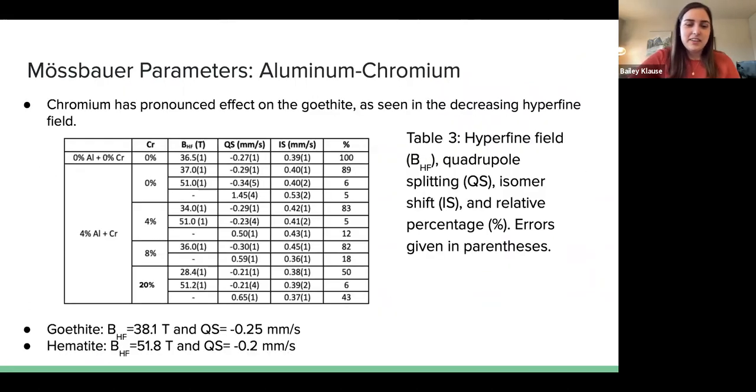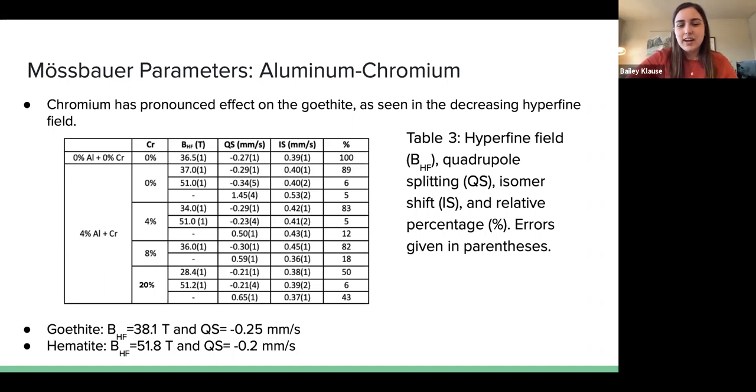Okay, and then these are the parameters from the chromium. If you look at the 4% aluminum, 4% chromium sample, our hyperfine field has decreased all the way down to 34 Tesla, which is telling us that either we're not making very stoichiometric goethite or the particle size is decreasing. And then for the 4% aluminum, 20% chromium sample, it's decreased all the way down to 28.4 Tesla, which probably is saying that we're making, like I said, defect-heavy goethite or small goethite.